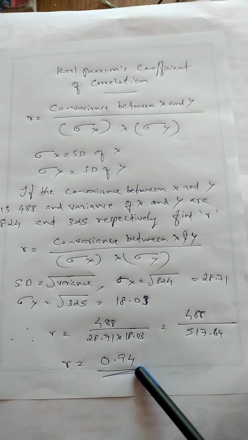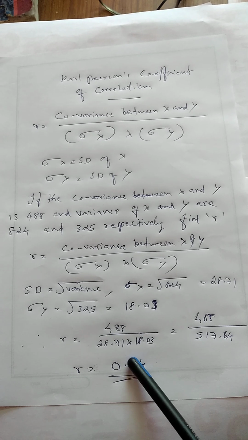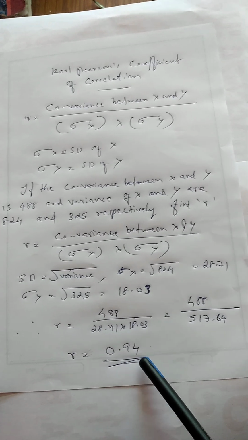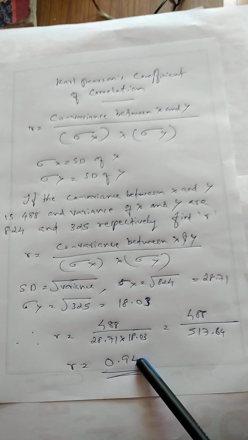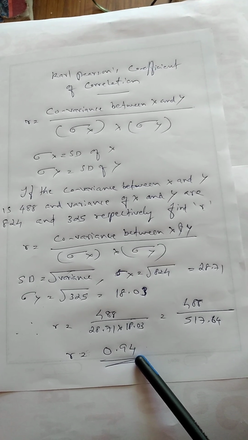and you know that the value of correlation is in between positive 1 and negative 1. Here it is in between positive 1 and negative 1. So it is a positive correlation also. Sign is positive, so it is a positive correlation. Okay.